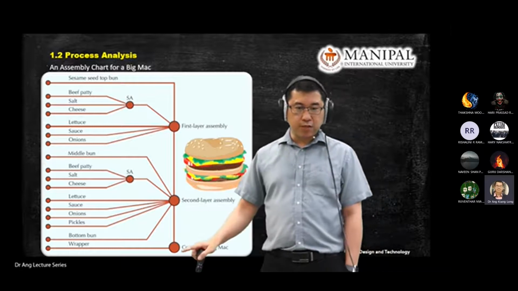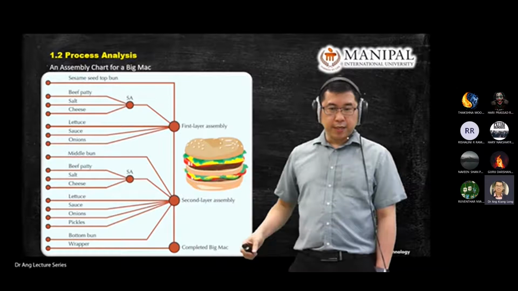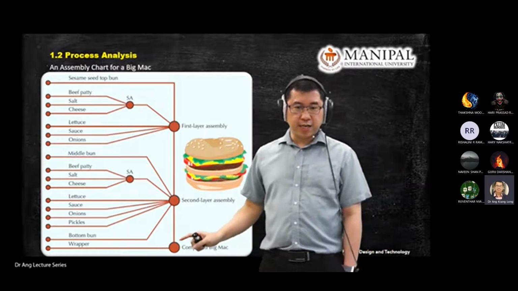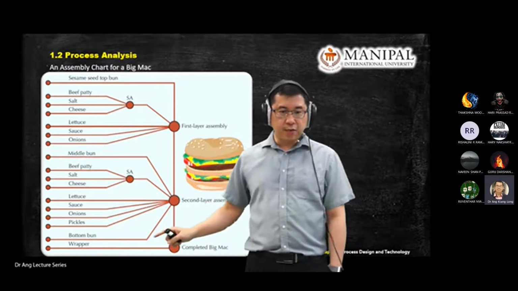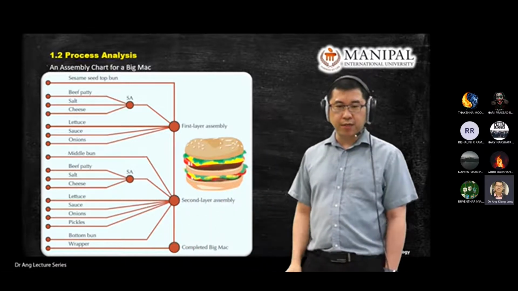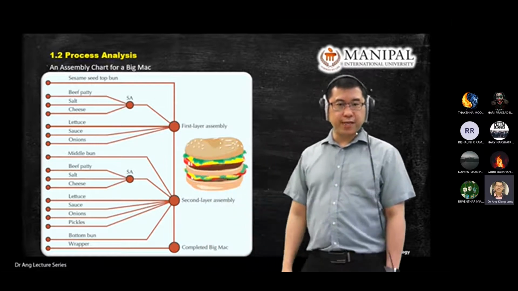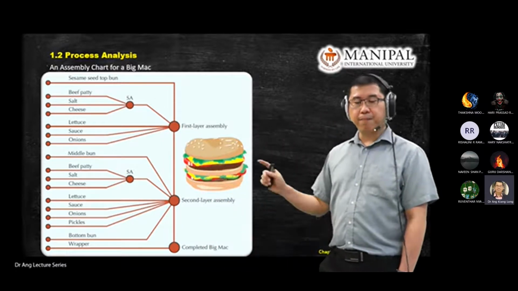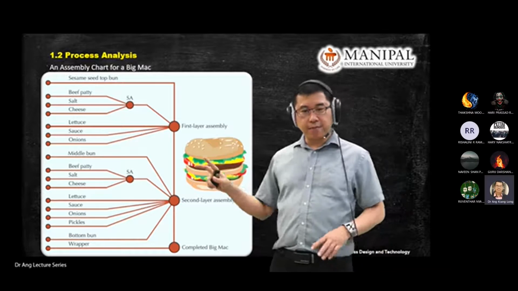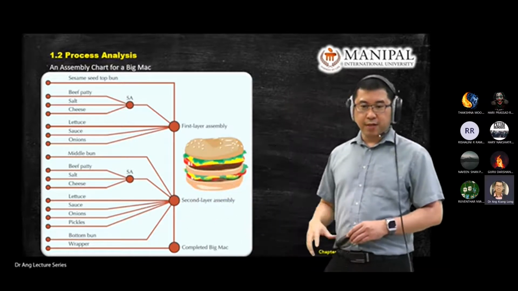Okay, pass to the last one, which is the last process that is near to the kitchen. The last person will use wrapper to wrap the food and send it to the counter. Okay, so this is the example of assembly chart. You can modify this one to any kind of products.